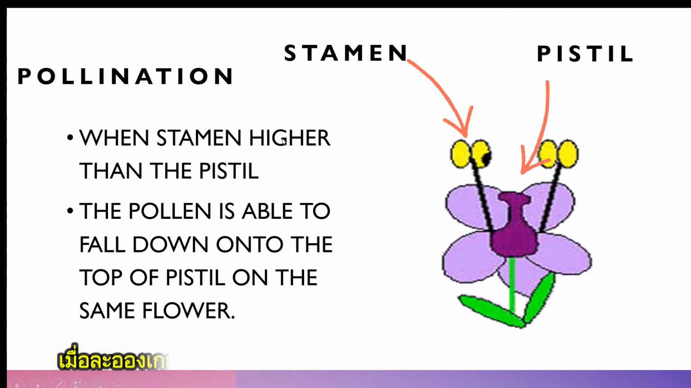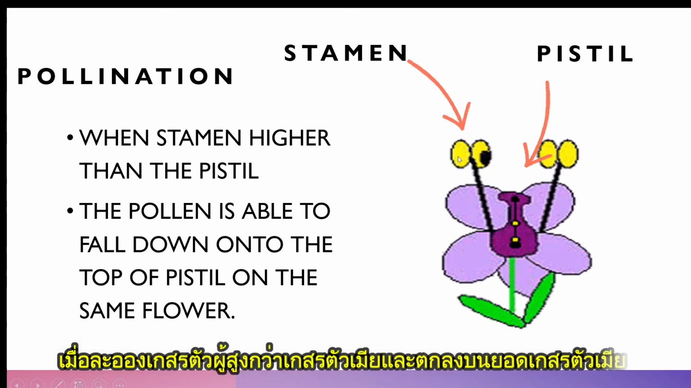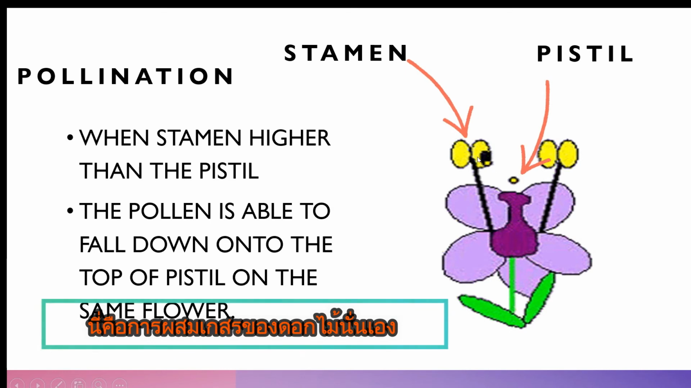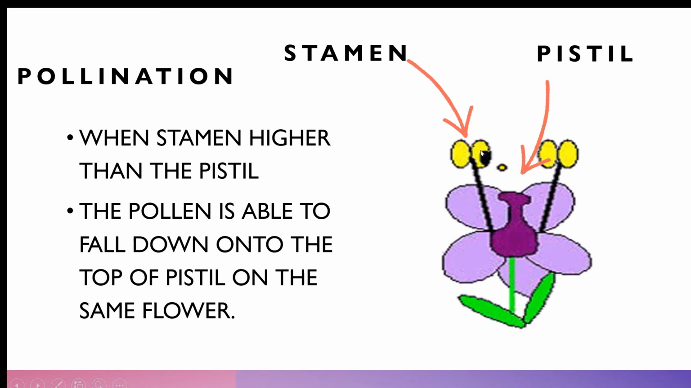Pollination is when the stamen is higher than the pistil. This is the stamen, and this is the pistil of the flower. The pistil is the female part of the flower, and the stamen is the male part of a flower. So the pollen is able to fall down onto the top of the pistil in the same flower. That is pollination. There is a pollen grain here, and it goes to the pistil.